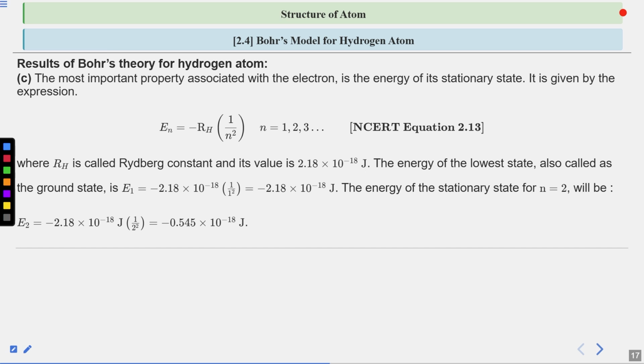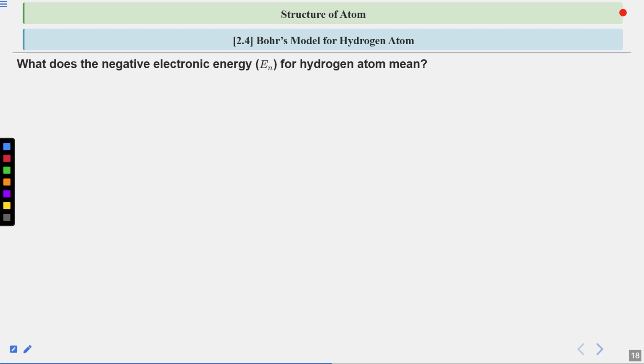So its value is 2.18 into 10 to the power minus 18. Suppose we are calculating for the first state, just take 1 by 1 square. For the second state, just take 1 by 2 square and you will get the corresponding energy of the given state. Now we are getting a negative value of energy. What does it mean?